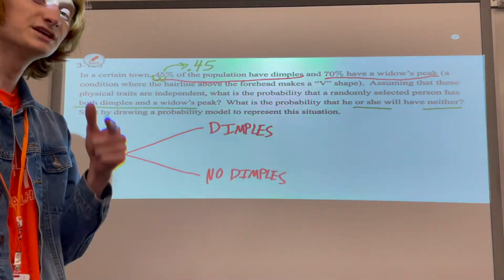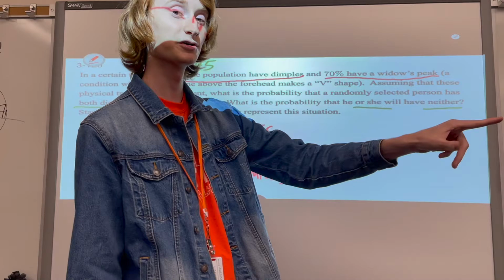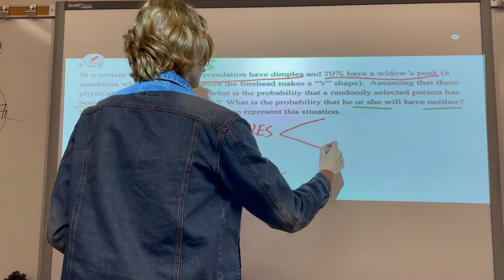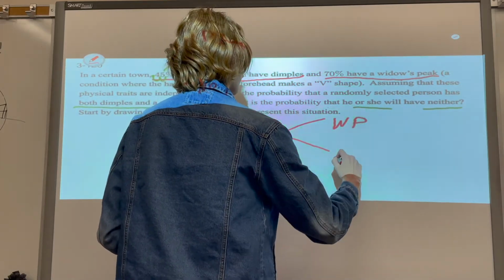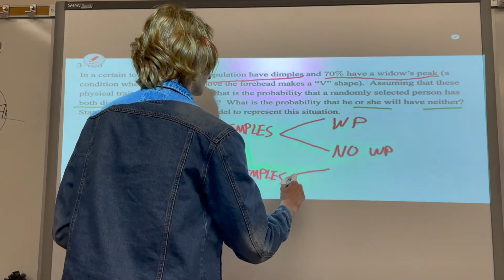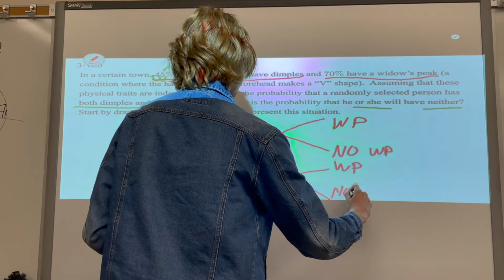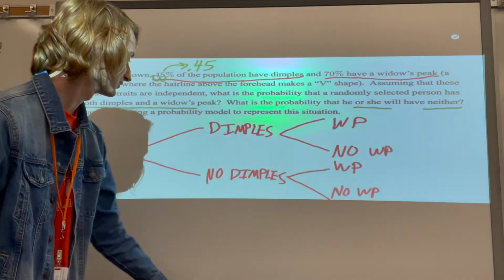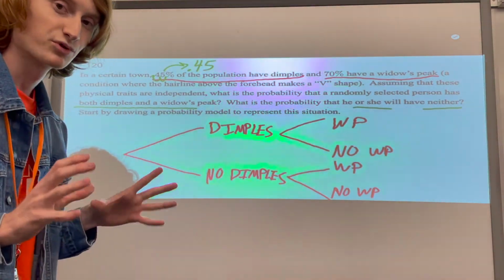Then from here, I have 2 more options. I can either yes have a widow's peak, or no, do not have a widow's peak. So that would be widow's peak or no widow's peak. And then same exact thing, widow's peak or no widow's peak. Okay? So now what we need to do is assign probabilities to each of these branches.